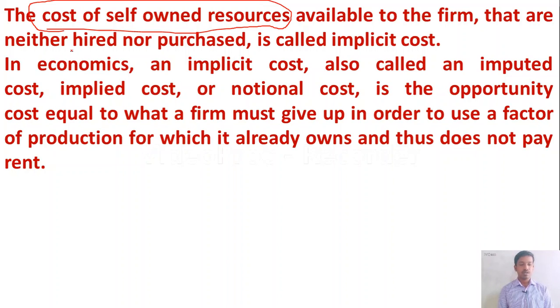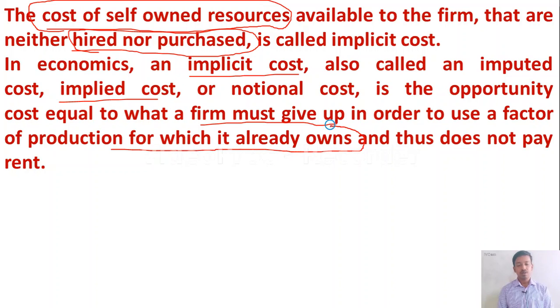These are not hired or not purchased. In economics it is also known as the implicit cost or implied cost. It is the opportunity cost equal to what a firm must give up in order to use a factor of production which it already owns, and thus does not pay any rent to. For example, if a producer is working on his own land, he will not pay any rent to the land, so it is known as the imputed cost.